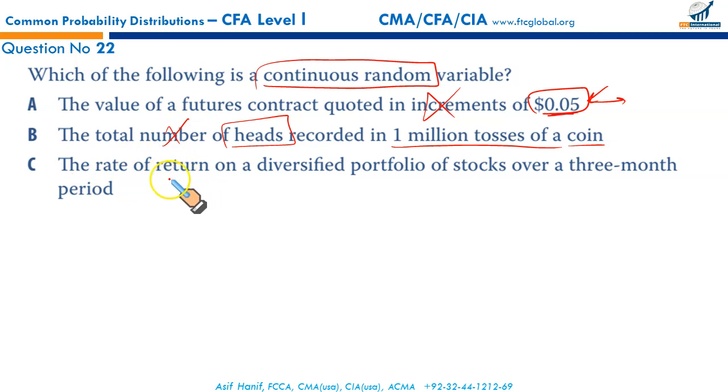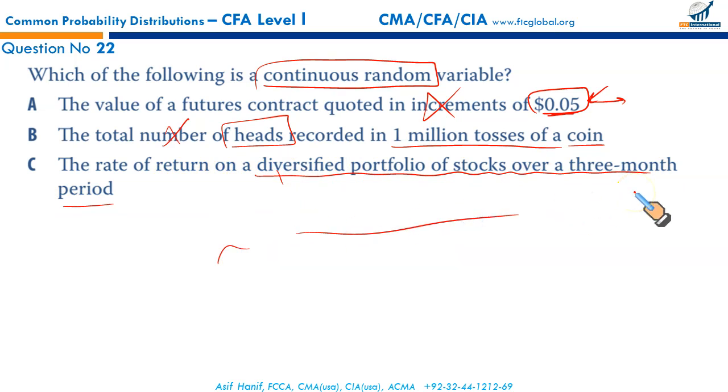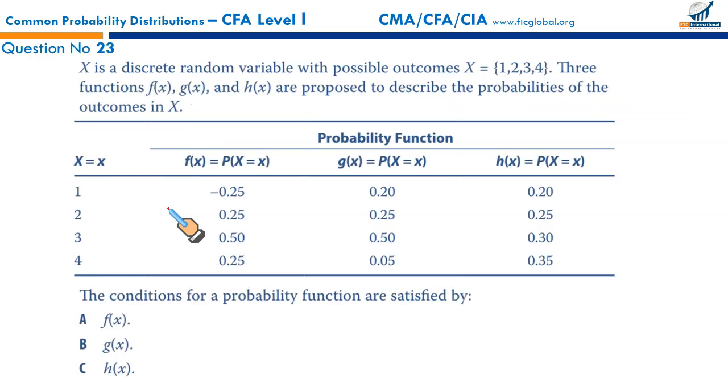The rate of return on a diversified portfolio of stocks over the 3 months period. The rate of return could be anything. In points, it could be 3.79432 or 11.43119 or any number. So this is an example of a continuous random variable.